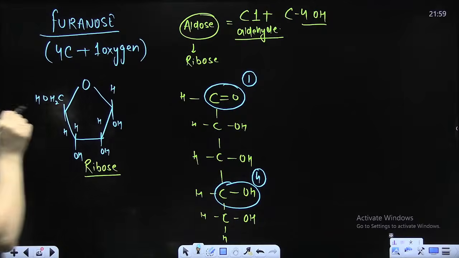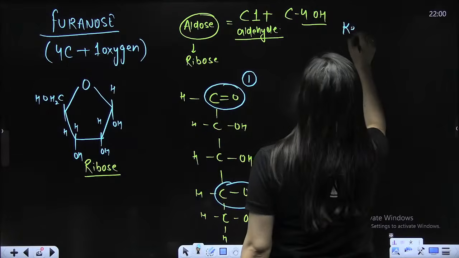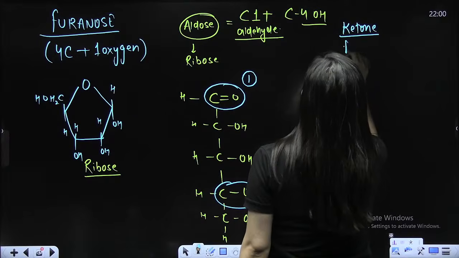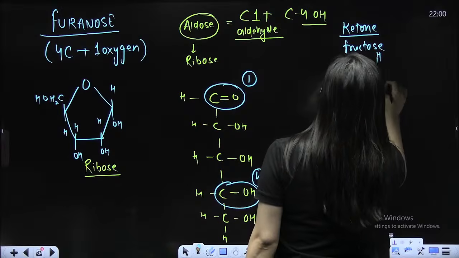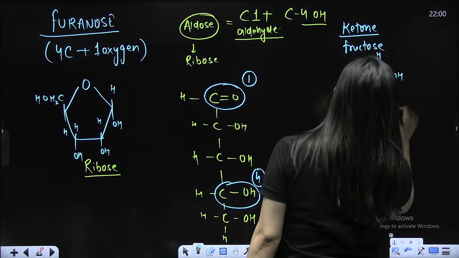Now, if I give you the same example for the ketone, let's take the example of fructose. So in fructose, you know that it's a sub-terminal group.